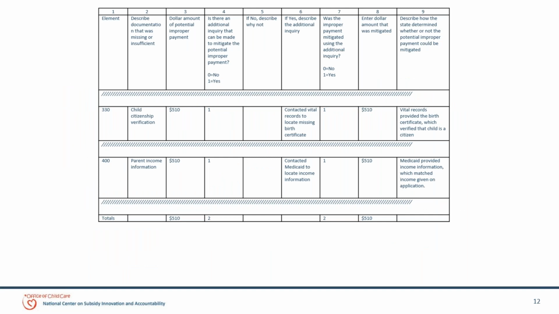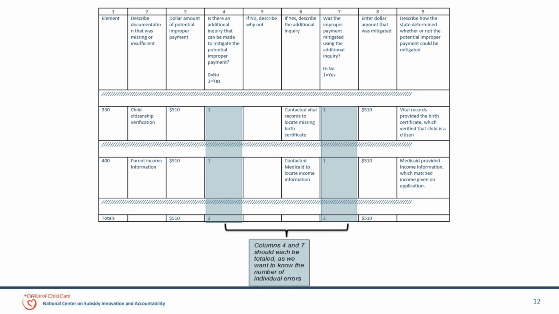Here I have an example of a Midtable in which there were errors in 330 and 400. I'm going to start with column 4. Column 4 asks if there was an additional inquiry that can be made. You can see for both of the errors, the one in 330 and in 400, the reviewer answered yes, there is an additional inquiry that can be made. Moving to column 7, again, the reviewer answered yes, the improper payment was mitigated using the additional inquiry. As I mentioned on the last slide, for columns 4 and 7, the totals row needs to reflect a true total of what was in that column. So here, for column 4, we've totaled 1 and 1 for 2. And in column 7, we've done the same thing. The totals row is 2.